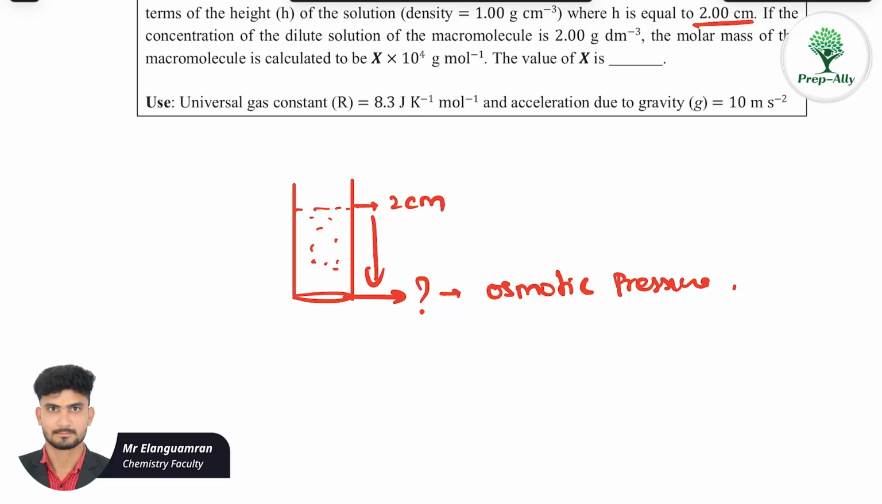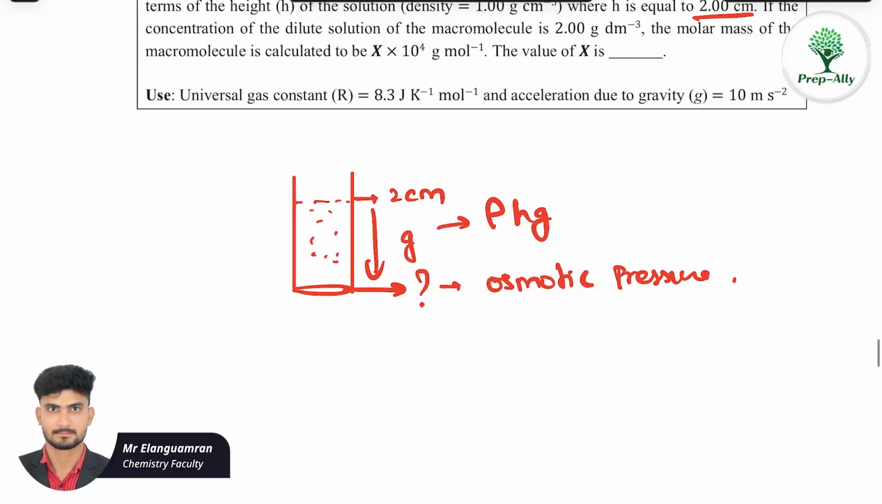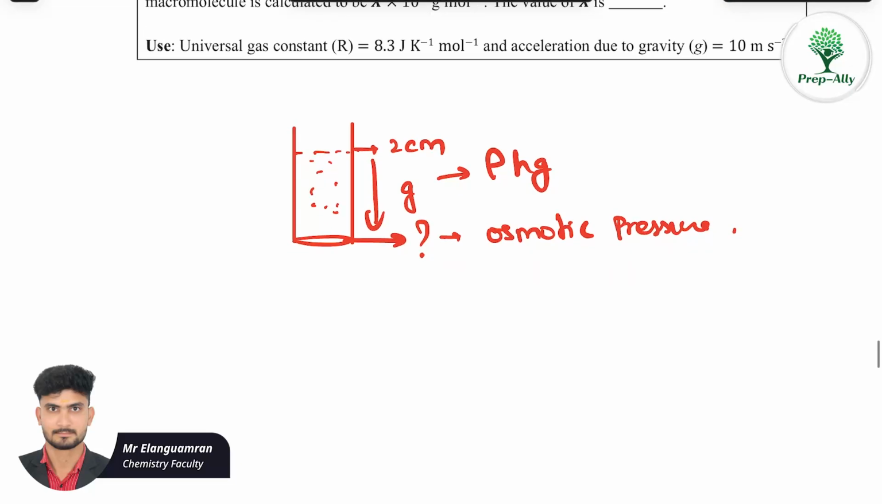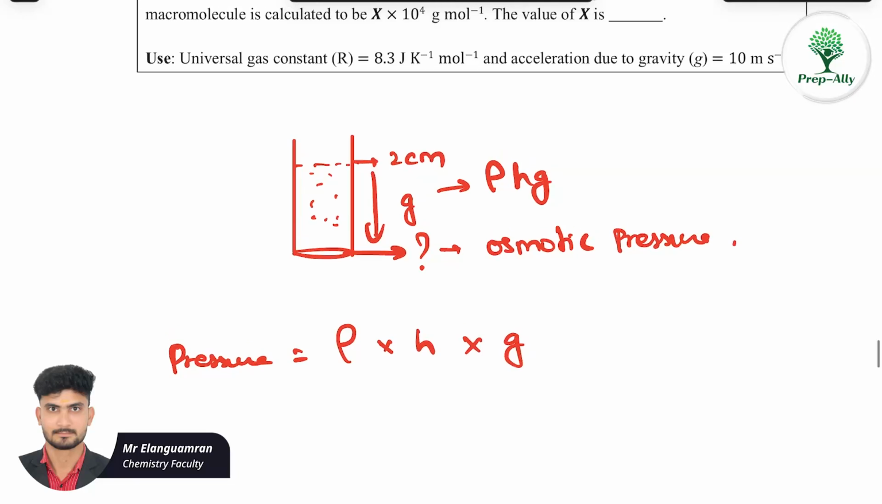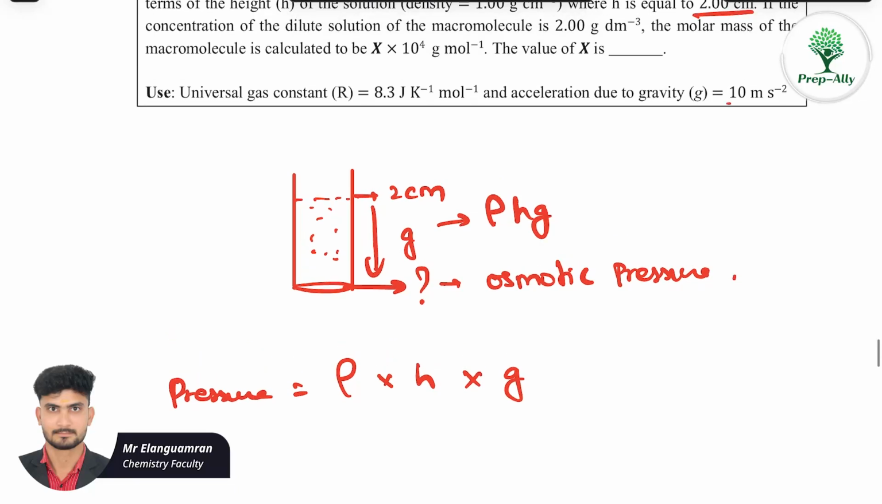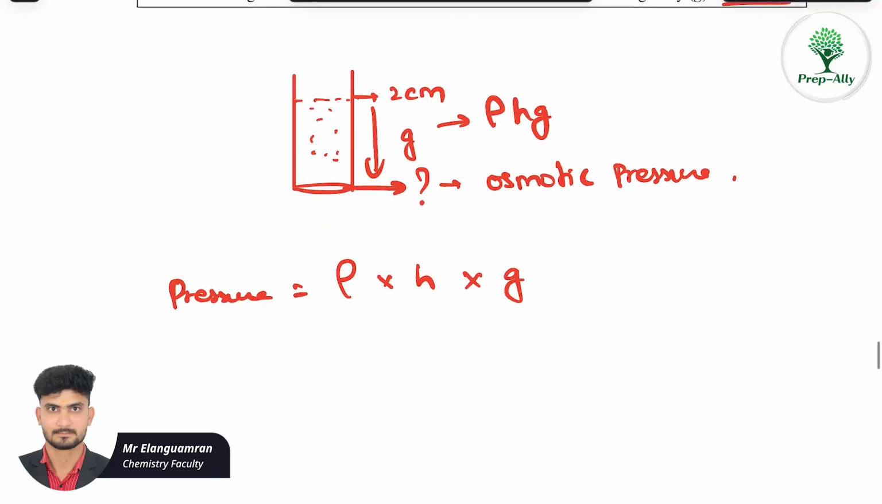So how do I calculate this? This weight is due to the gravity, so I have to include gravity. So what do I have? This is rho h g, right? So pressure is going to be equal to density into height of the liquid and the gravitational force acting on that liquid, acceleration due to gravity. That is given as 10 meter per second square.